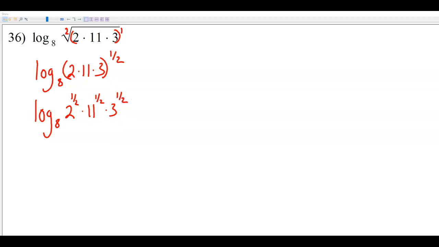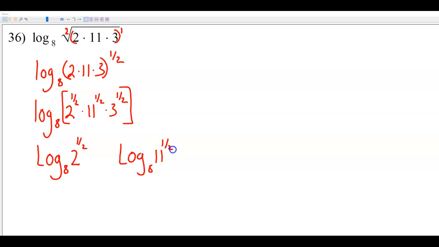Now that we've done that, when you have an argument with numbers or expressions that are being multiplied, you could write each one of those in their own logarithm. And they would all be being added together. Next, anytime your argument has a power, that power can be rewritten as a multiplier of the log.